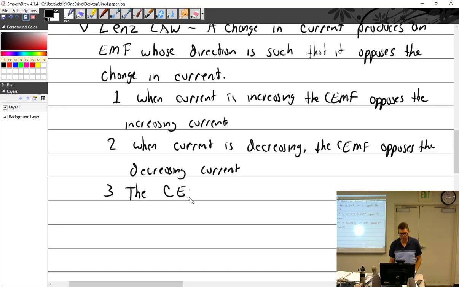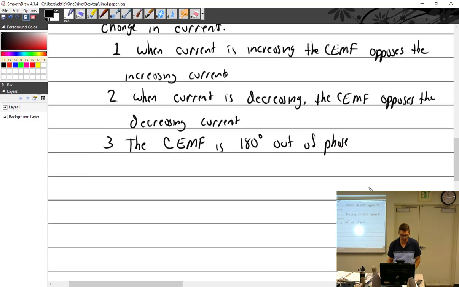The counter EMF is 180 degrees out of phase with applied voltage. Counter EMF is 180 out of phase from applied voltage, which is to say it's just the complete opposite. So when you're peaking out on your voltage positive to negative, the counter EMF is peaking out down below. And when you're at zero, you're at zero.